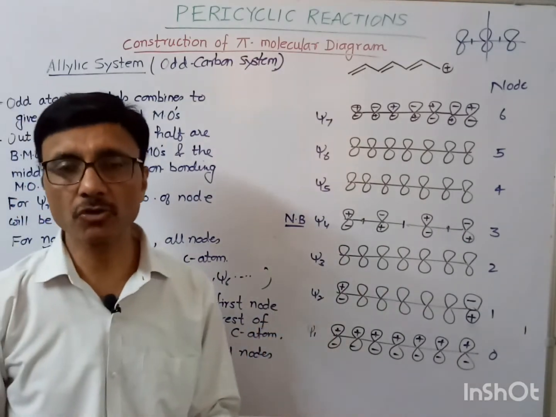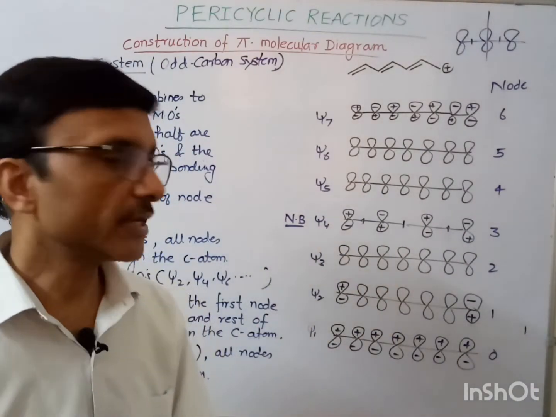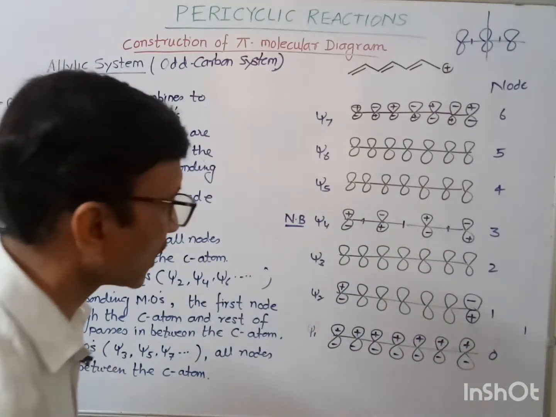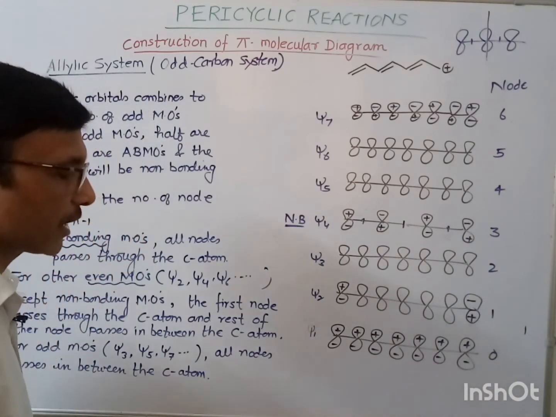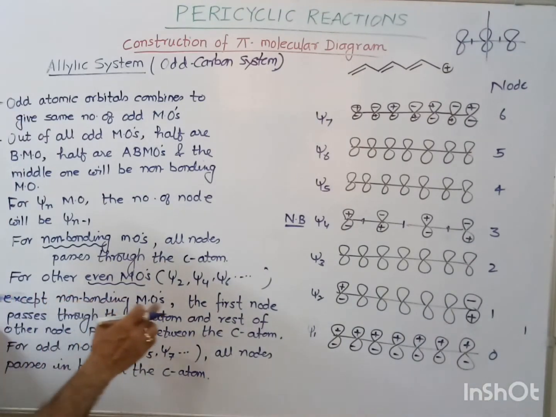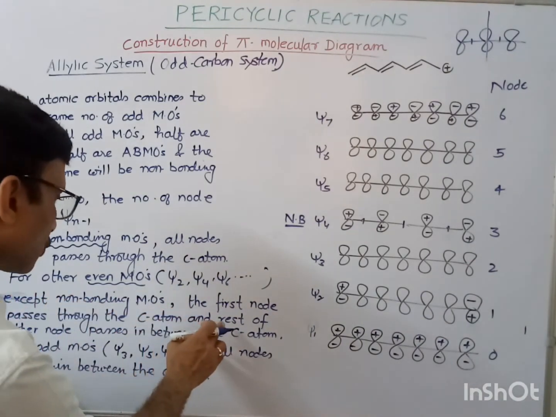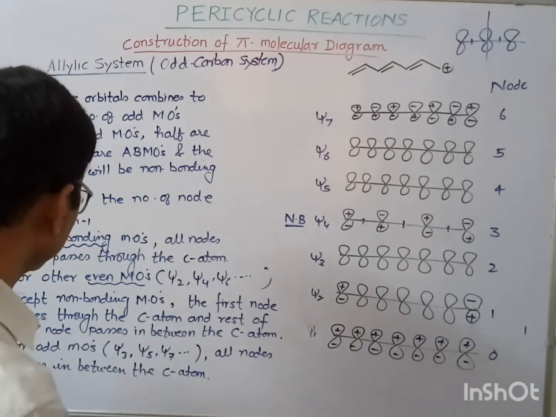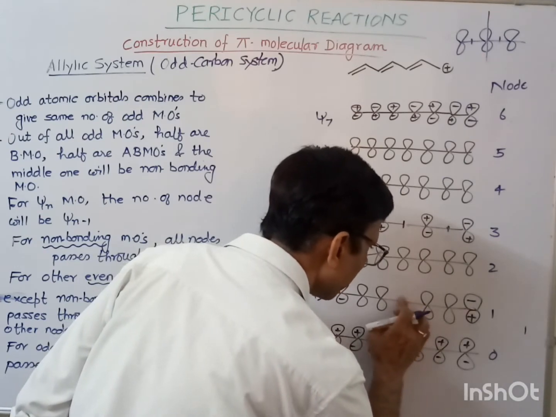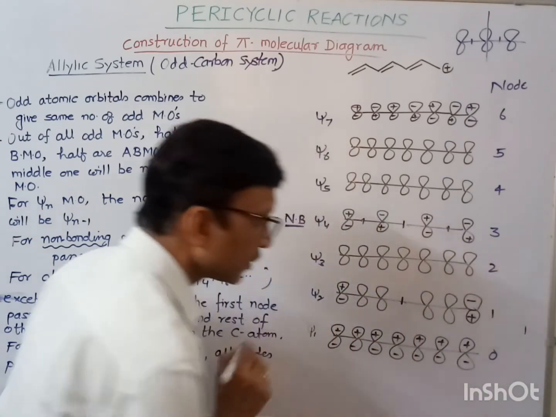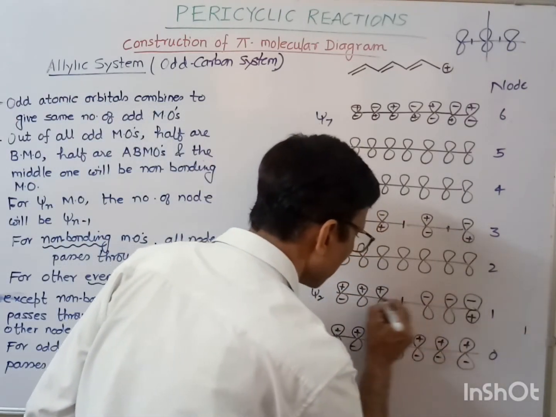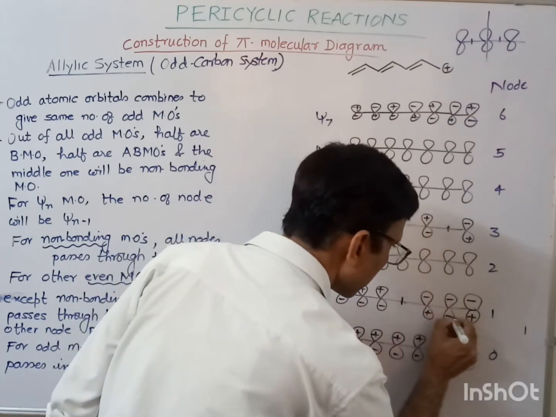And for the second molecular orbital, in all the molecular orbital diagrams you have seen, half has the plus sign and the other half has the minus sign. And this is an even molecular orbital, and as you can see, for the even molecular orbital, the first node passes through the carbon atom. So only one node is present. That's why this node should pass through the carbon atom, this is the only node which is present. So half is plus, the rest half is minus, like this.